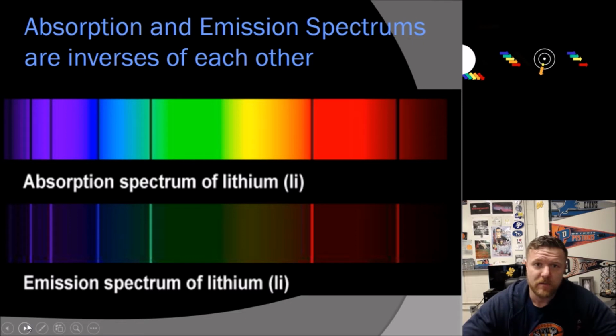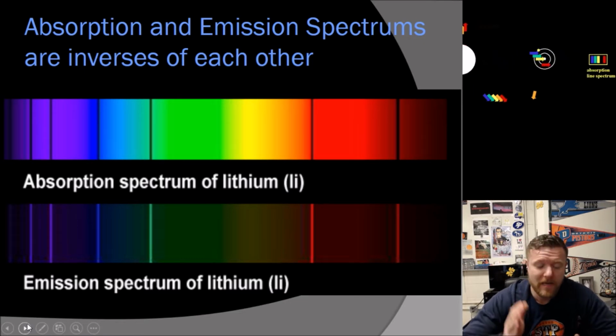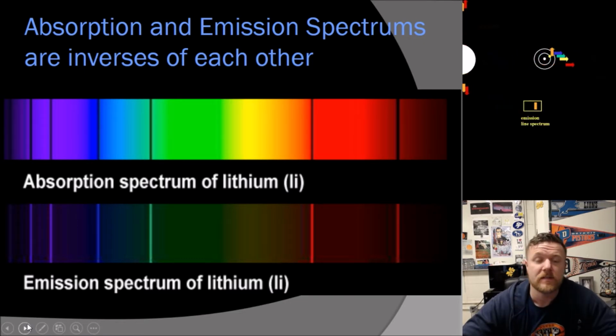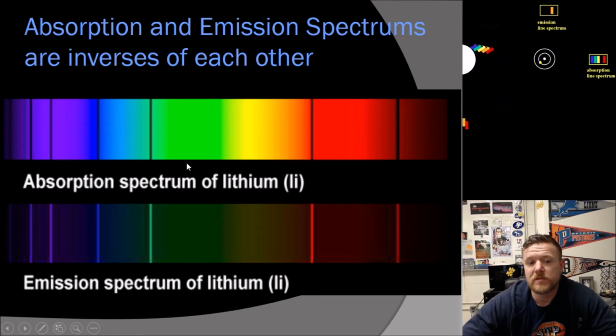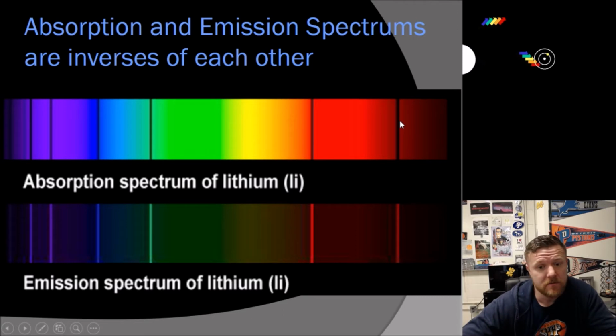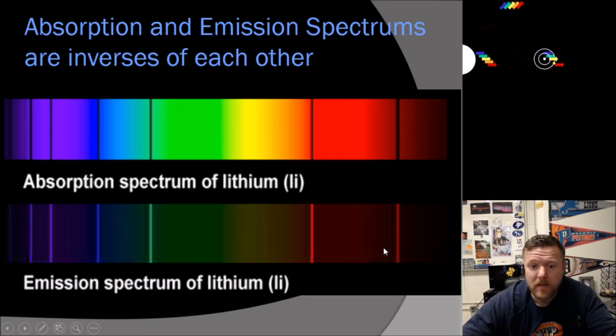I want you to notice that absorption and emission spectrums are exact inverses of each other. The absorption spectrum for lithium looks like this. The emission spectrum of lithium is just underneath it. Whatever is missing from the absorption spectrum, that's where those bright lines are going to show up for the emission spectrum. So what exactly is the absorption spectrum?